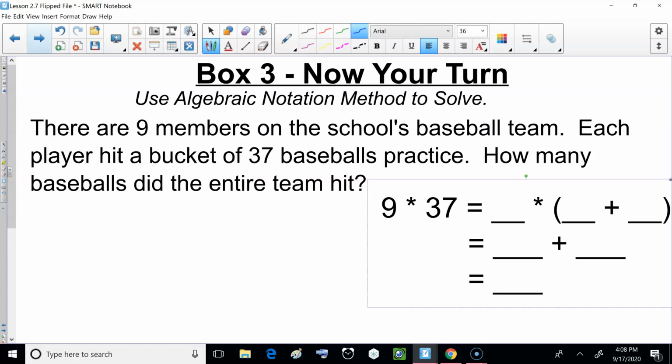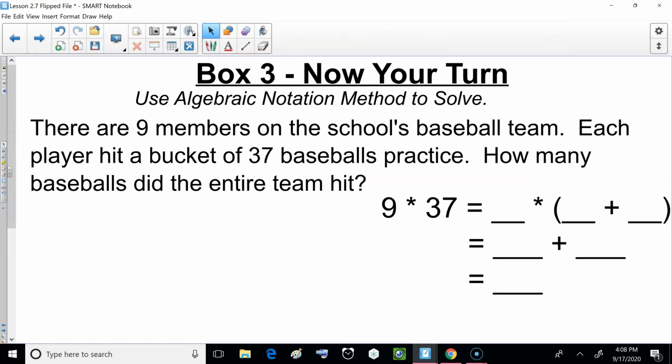Here's a word problem to do that same type of skill. There are 9 members on the school's baseball team. Each player hit a bucket of 37 baseballs at practice. How many baseballs did the entire team hit? So we have it set up for you. So see, can you put those numbers into those spots? And when you're done, if you're not sure, or to double check with another method, use that area model to see if you can get it correct. So pause the video right now, give it your best shot.